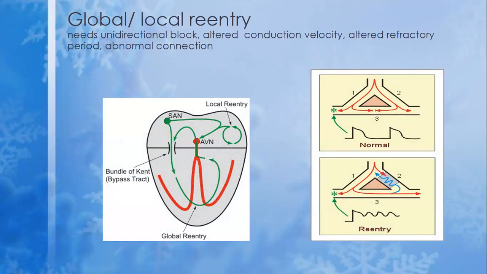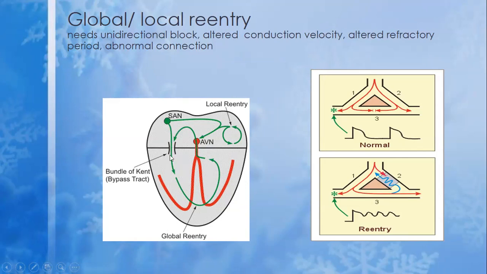This is a cartoon showing the global reentry. We know from the SA node, the impulse is conducted to the AV node. This is the normal pathway. So if there is a local reentry anywhere close to this pathway, from this reentry circuit, because here it is the antidromic conduction, counterclockwise, an impulse may be produced which may connect with the pathway and ultimately stimulates the AV node. So the normal impulse from the SA node and the abnormal impulse from the local reentry circuit stimulate the AV node and it gives rise to arrhythmia.